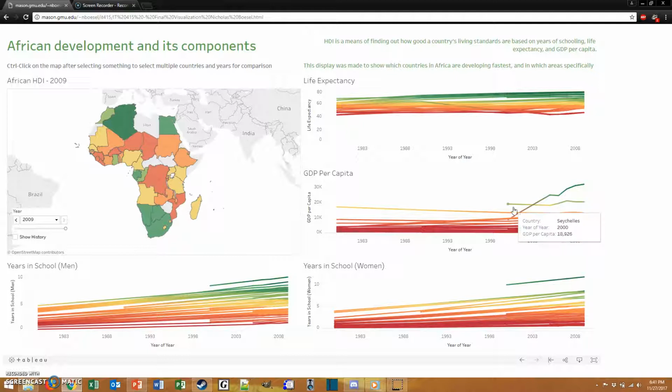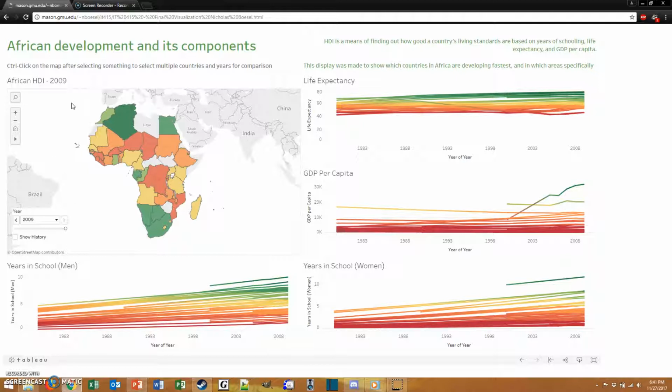Some of the wealthier countries and outliers include countries like Seychelles, which is way out here, one of these island nations, and they've grown quite a bit. Life expectancy has also soared up for a lot of the continent, and so has schooling, though there are many parts of the continent that also tend to lag behind.